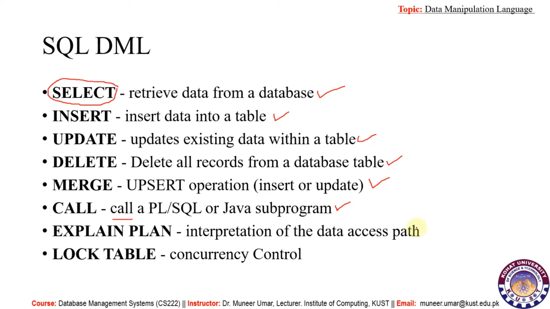Then we have explain plan. Explain plan is used for the interpretation of the data access path. Actually we will get some information about tables and queries by using this explain keyword. The last thing is the log table. Log table is actually used for concurrency. For example, we have multiple users and one user wants a table to be locked for him, so for that purpose lock queries are used.